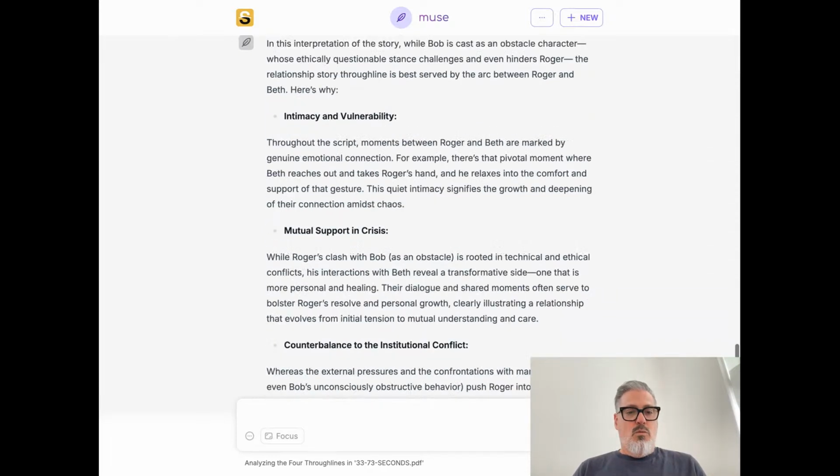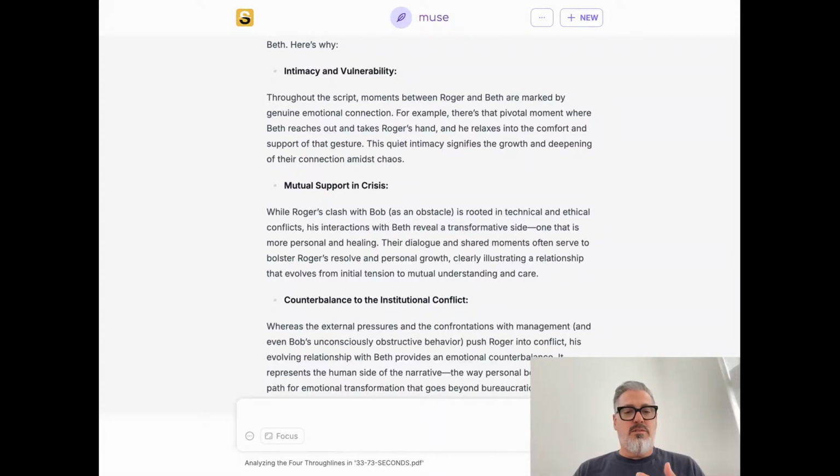Interesting. While Roger's clash with Bob is rooted in technical and ethical conflicts, his interactions with Beth reveal a transformative side, one that is more personal and healing. So this is something that will always be difficult, at least here in the beginning. Rather soon, this should get really good, but it's doing the he said, she said sort of thing to a certain extent, that it's Roger's growth that is why the relationship exists, which is a very male oriented version of looking at relationships. Their dialogue and shared moments often serve to bolster Roger's resolve and personal growth.